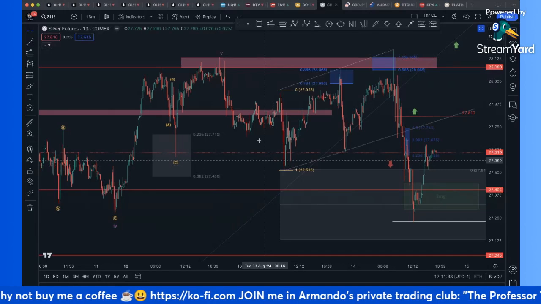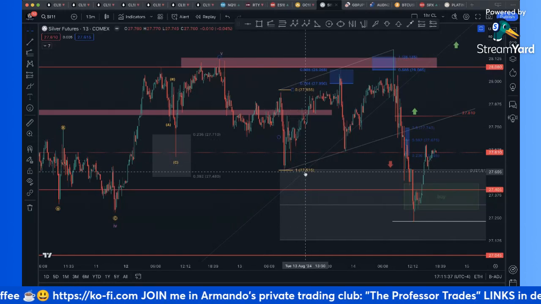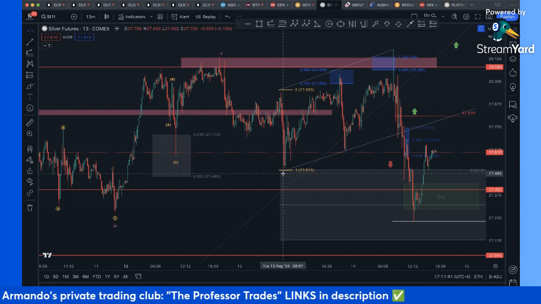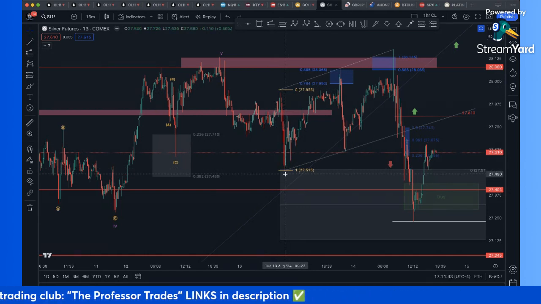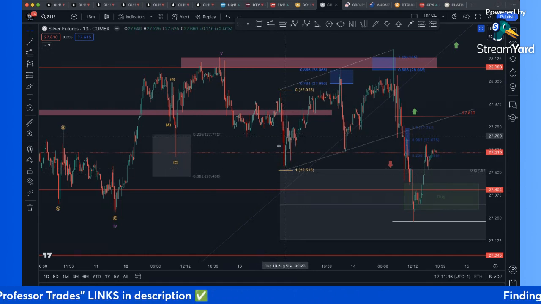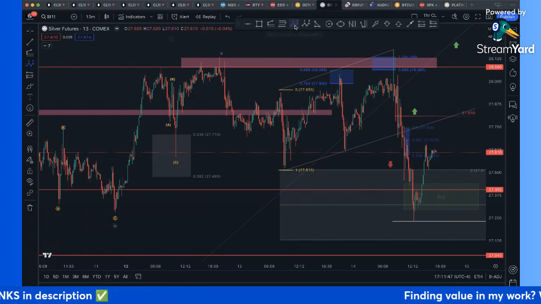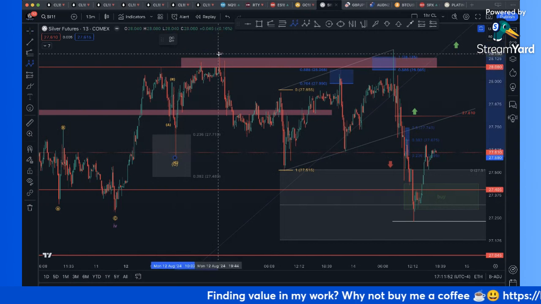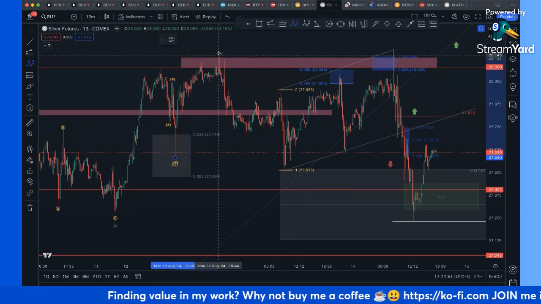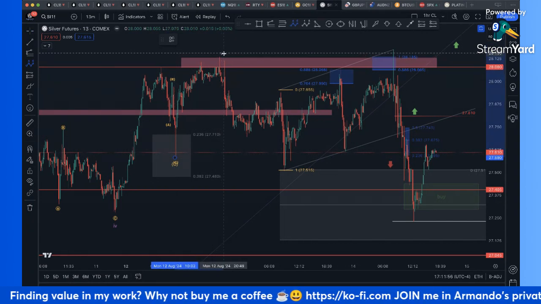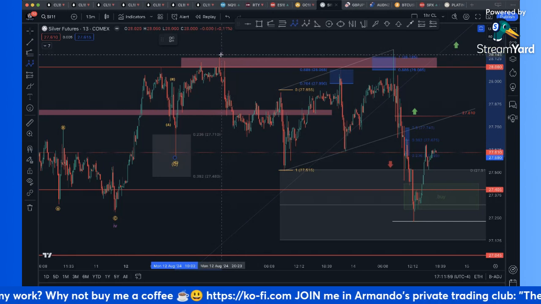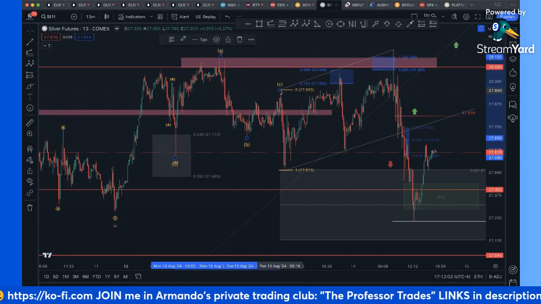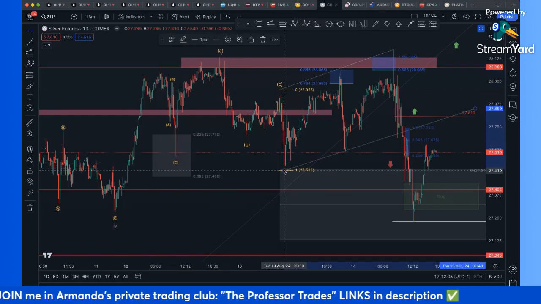So now I didn't know that this was going to be A equals C, but because it literally struck the 100 fib to the penny and started bouncing, I said, okay, so I'm going to label it A, B, C. Now, there's more to consider about the degrees when you're doing ABC moves, but I'm not going to get too much into that for the purposes of this video. I really just want you to understand the measurements.